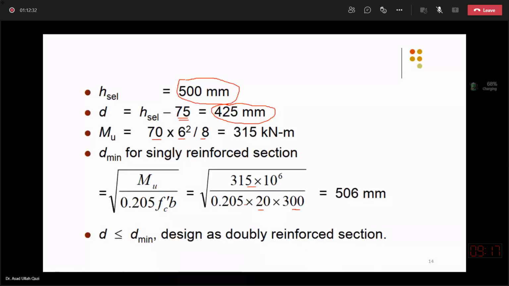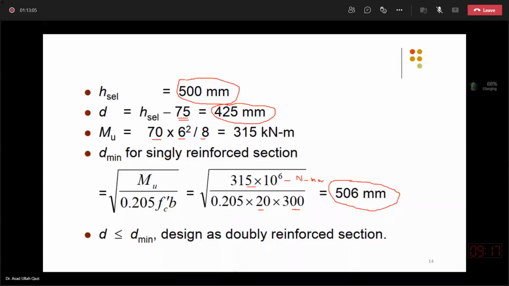So when I substituted 315 into 10 power 6 in Newton millimeter and divided with the megapascal values, FC prime and B in millimeters, I am a little surprised because what D is required is 506. Further, when I add cover of 75, it will exceed the H allowed by the architect.